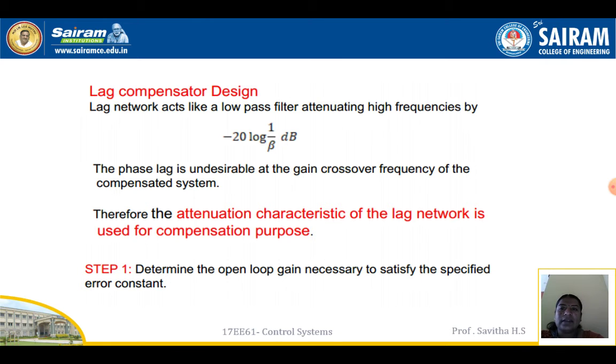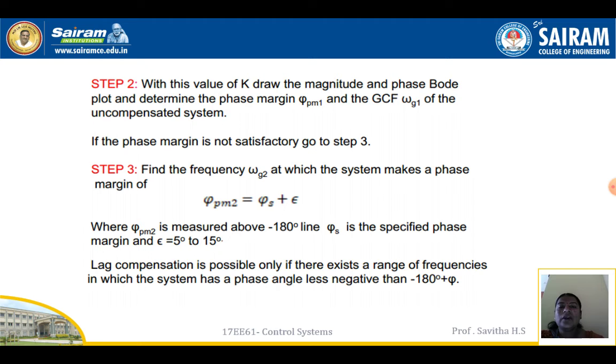Lag compensator design. The lag network acts like a low-pass filter, attenuating high frequencies by minus 20 log 1 by beta decibels. The phase lag is undesirable at the gain crossover frequency of the compensated system. Therefore, the attenuation characteristics of the lag network are used for compensation purposes. Step 1. Determine the open loop gain necessary to satisfy the specified error constant. Step 2. With this value of k, draw the magnitude and phase Bode plot and determine the phase margin and the omega g1 of the compensated system. If the phase margin is not satisfactory, go to step 3.